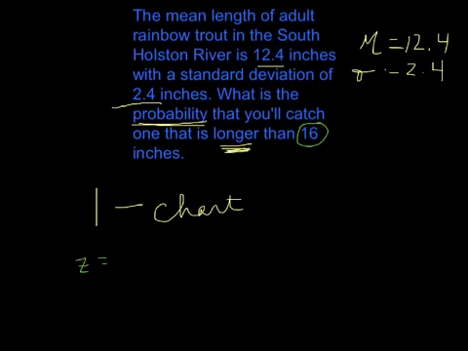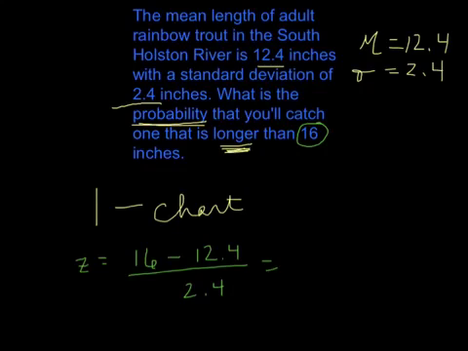16, longer than 16, is what I want the probability of. So that's my x value. Minus the mean, which they gave us was 12.4. And we're dividing by 2.4. Do that in your calculator. Make sure you always round to 2 decimal places.